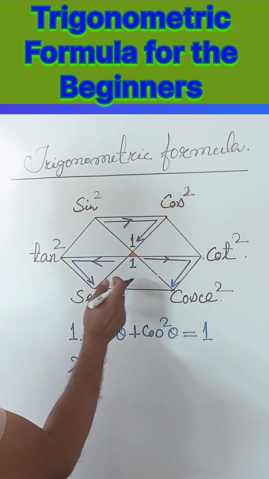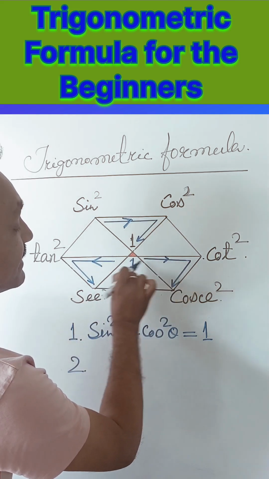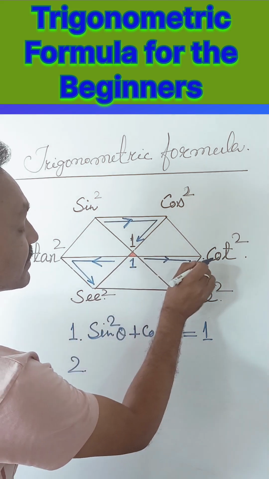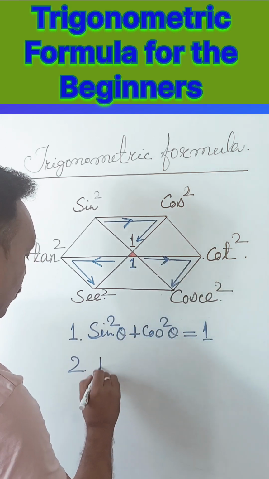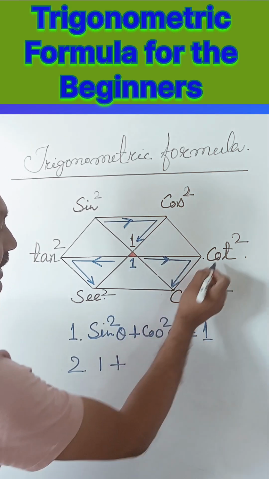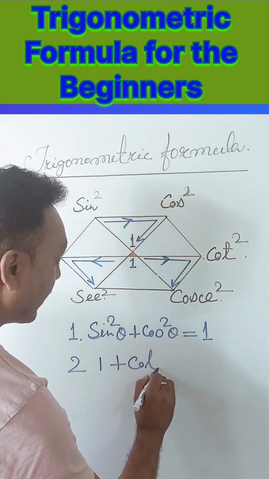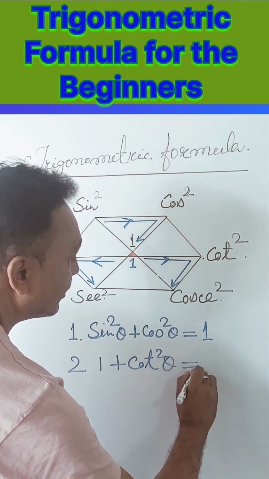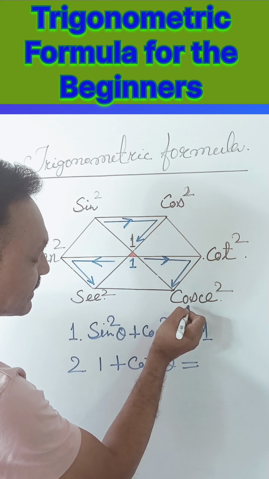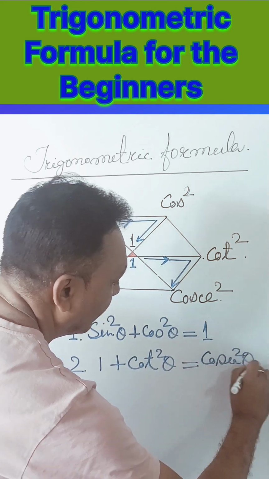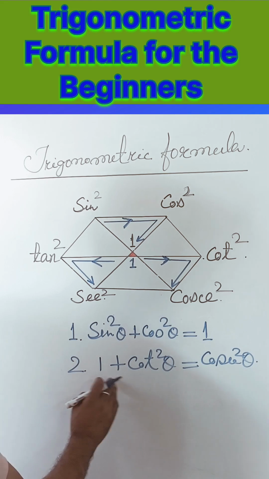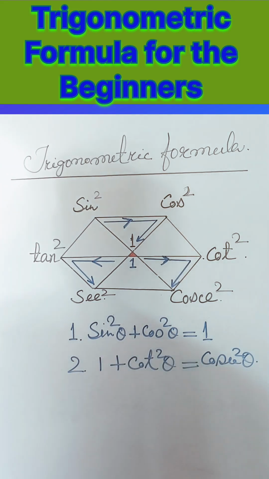Second formula, see the diagram. This line starts from 1, it moves towards cot theta. See, this is the arrow, 1 to cot theta. That means 1, in between you have to put a plus sign. 1 plus cot square theta, that will give you, see the arrow, it reaches cosec. So cosec square theta. This is the second important formula. 1 plus cot square theta is cosec square theta.